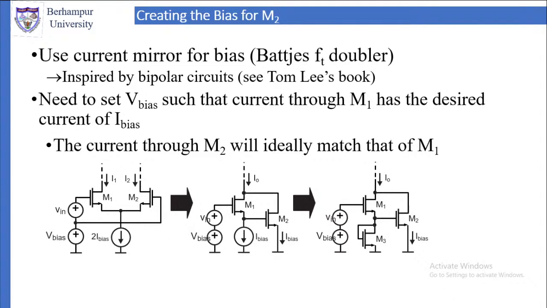So what we do is we are using current mirror for biasing, mirroring the current. This is from bipolar circuits or BJT circuits. In this, you need to set the V bias such that the current through M1 has the desired current of I bias. So that we have ensured. When that is done, then the current through M2 will ideally match that of current M1. And that is what is happening in this case.